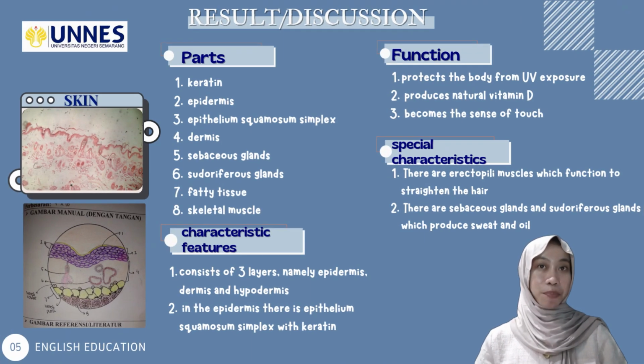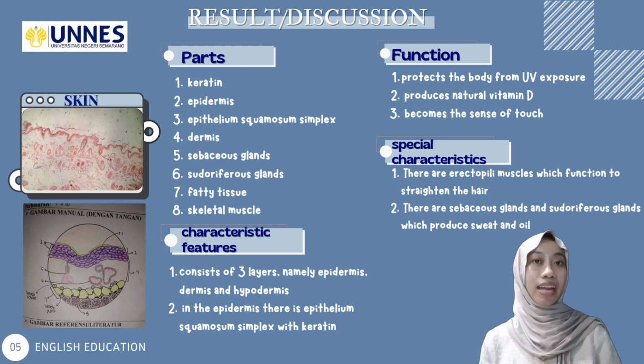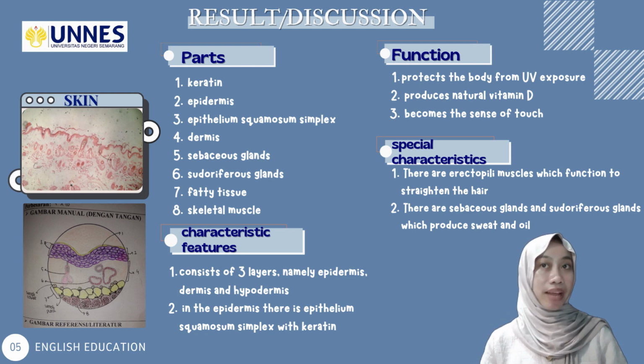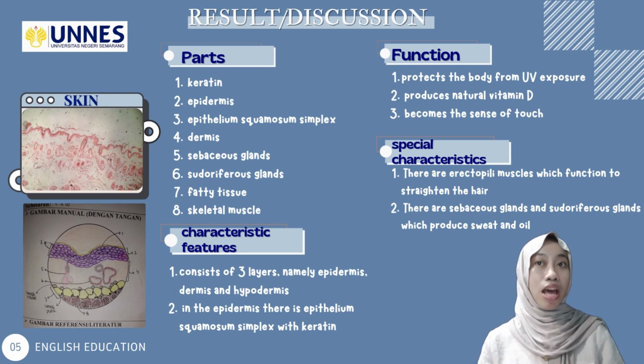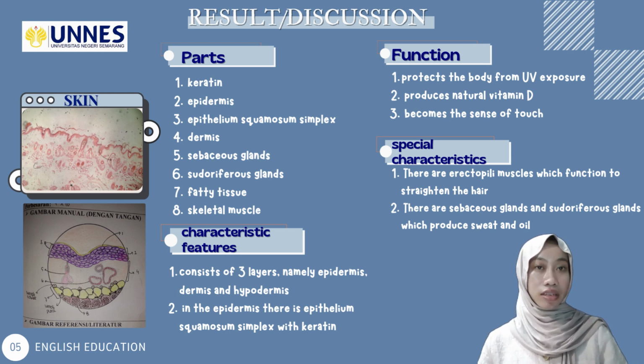Well, I will explain the result of each organ further. Let's listen carefully. And first is skin. Parts of skin are keratin, epidermis, epithelium squamosum simplex, dermis, sebaceous glands, sudoriferous glands, fatty tissue, and skeletal muscle. Characteristic feature of skin is that it consists of three layers, namely epidermis, dermis, and hypodermis.